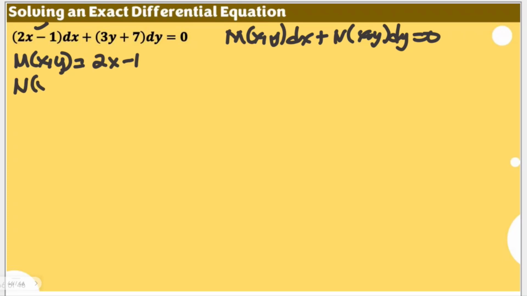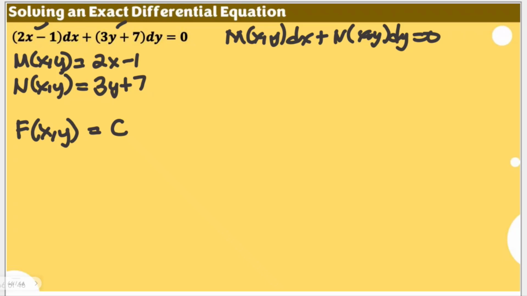And our N(x,y) is the function multiplied to dy, and that's our function here, 3y plus 7. So again, this is already an exact differential equation. Our goal now is to solve this equation into the form f(x,y) equal to a certain constant c. We need to reach this type of form. So let's start by looking into what f(x,y) is.